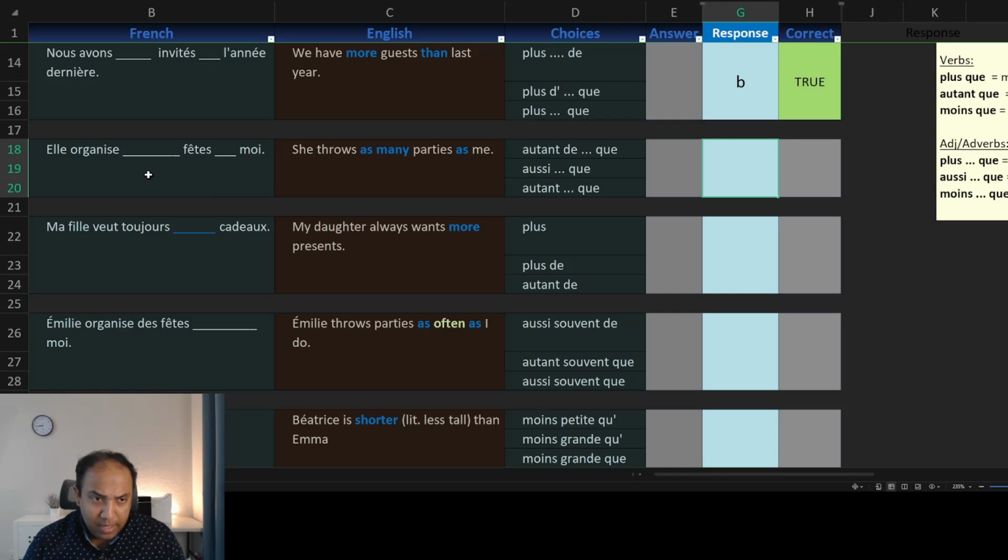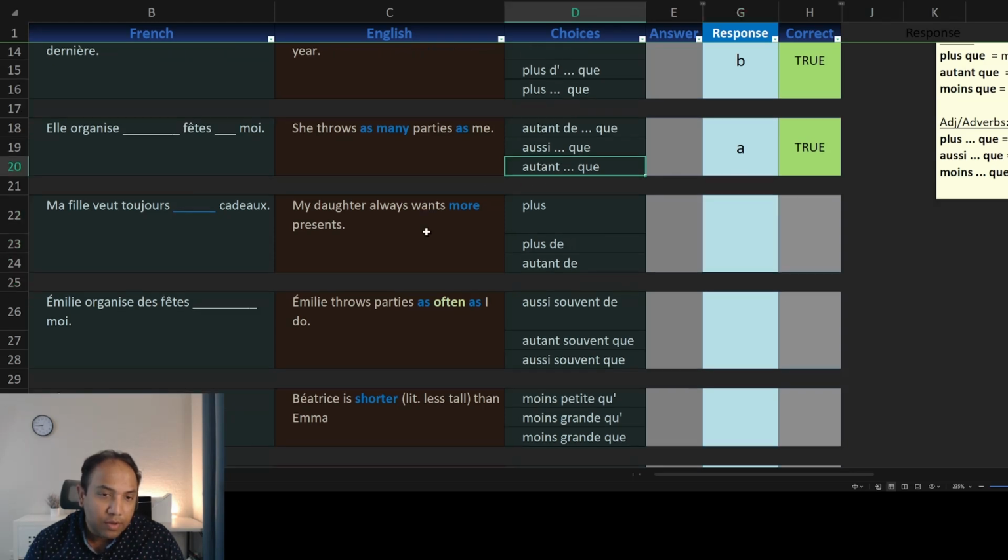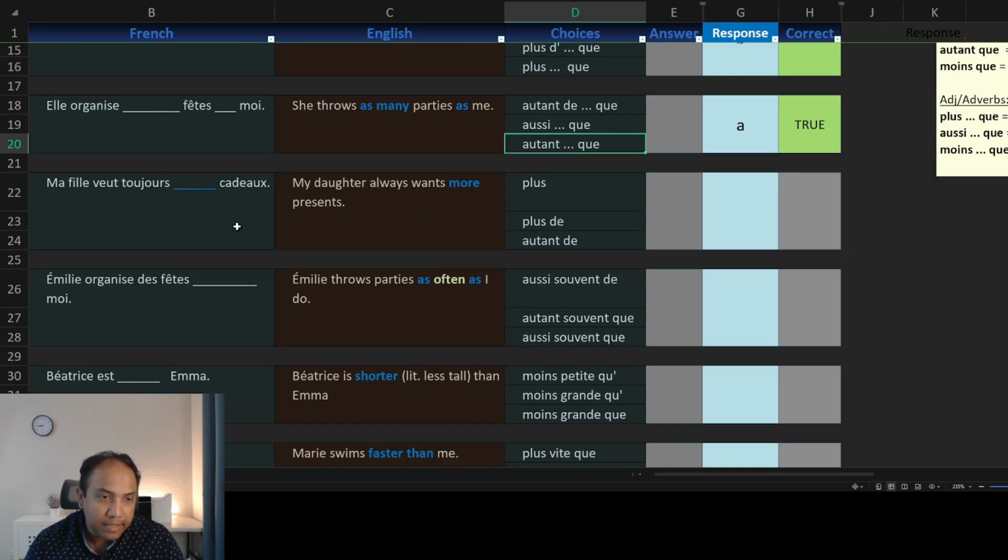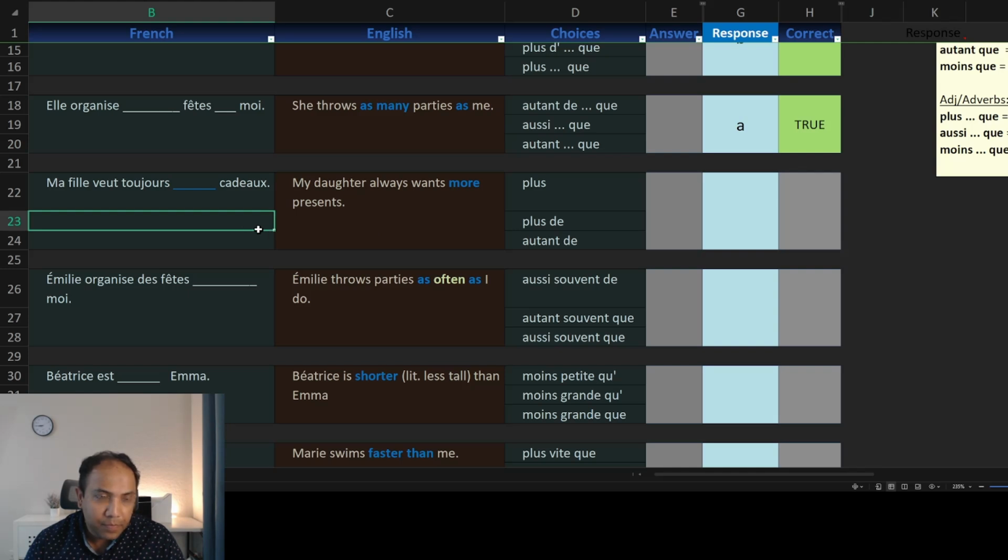So, elle organise. Which one is it? Throws as many parties. A? Oh, got it right. I was not sure about that one. So parties is a noun, so it's autant de, and that's the only clue that we got here. It's not aussi que. Aussi would work for adjectives and adverbs. This one is not one of those. So that was the only applicable answer.